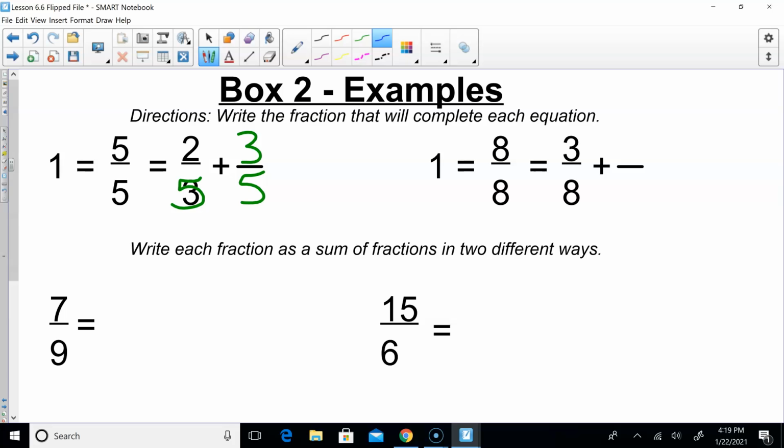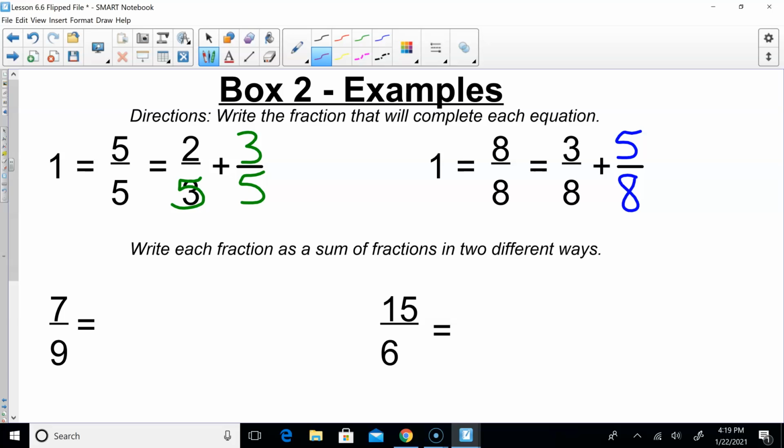And here we go with this other one. 1 equals 8/8 equals 3/8. Well, 3/8 plus what equals 8/8? That would be 5/8. And we know the denominators stay the same when we're adding fractions. The next one, right? Write each fraction as the sum of fractions in 2 different ways. So there are many multiple ways that you can do this one. You might even write some that I don't write, so pause the video, give it a shot, find different ways to add them.